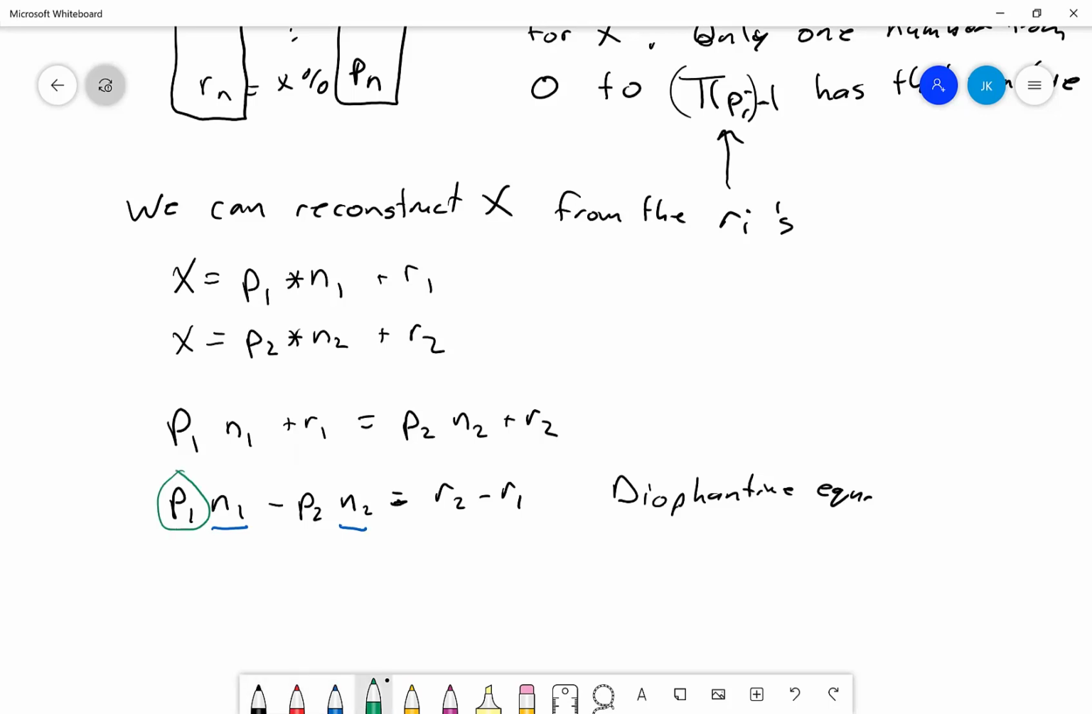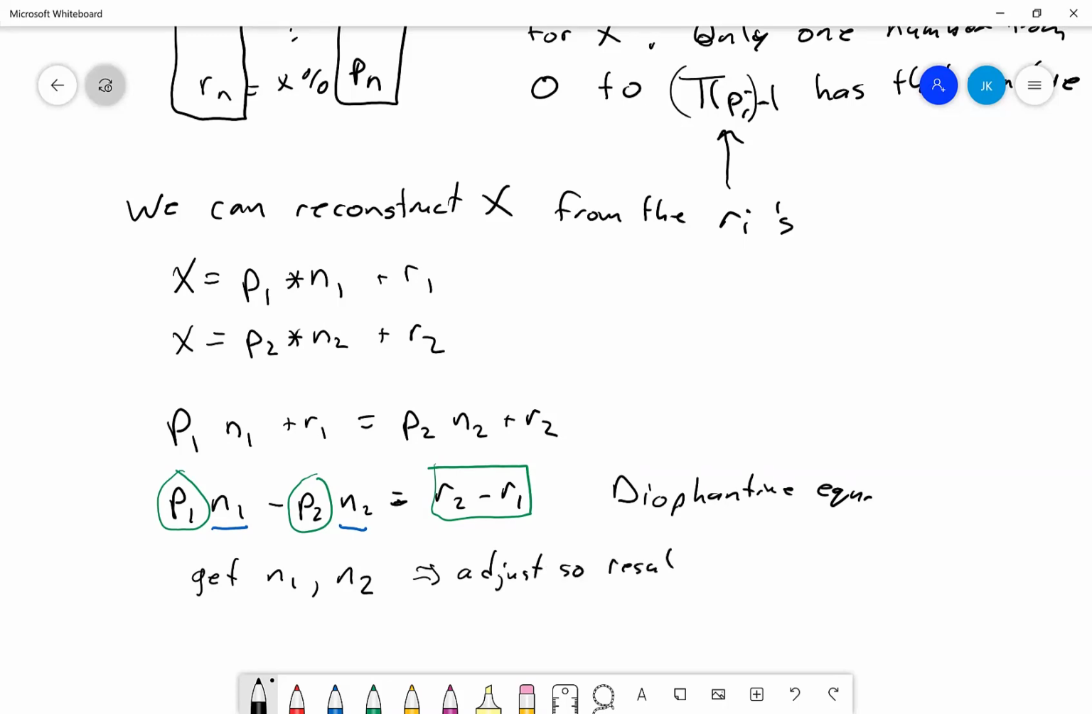We actually know all of these others. We know prime 1, we know prime 2, and we know those remainders from the equation. And so once we solve the Diophantine equation, we will get n1 and n2 from the extended Euclid algorithm. Given that n1 and n2, we will need to adjust.